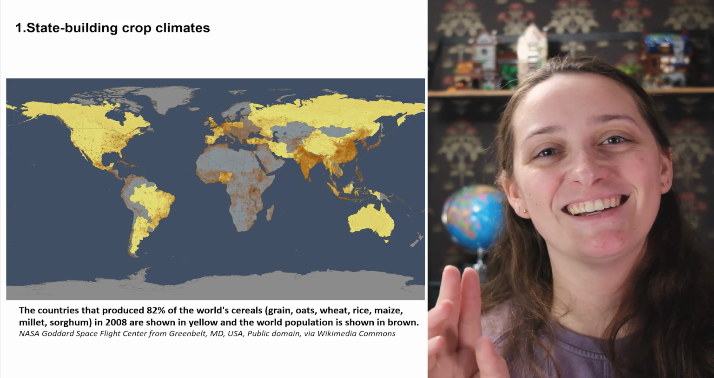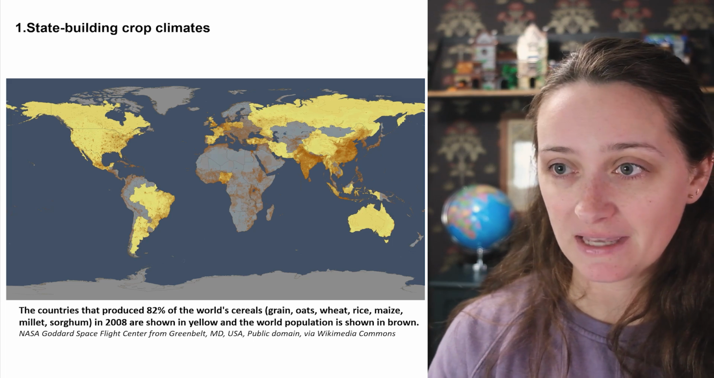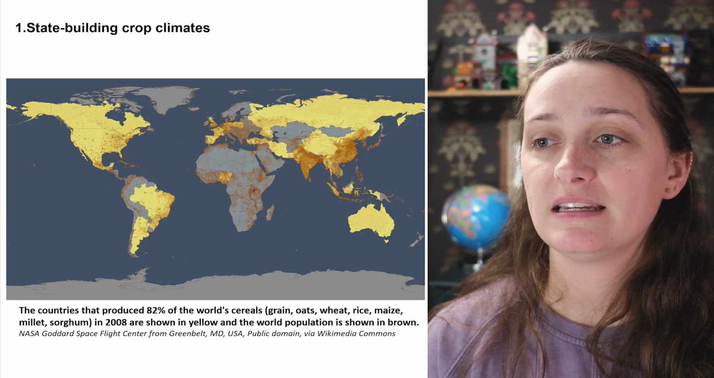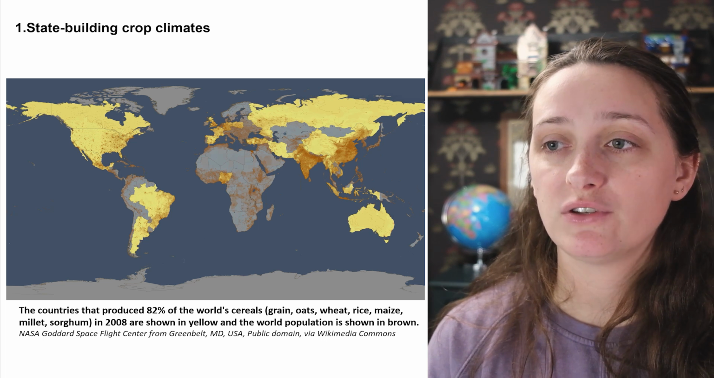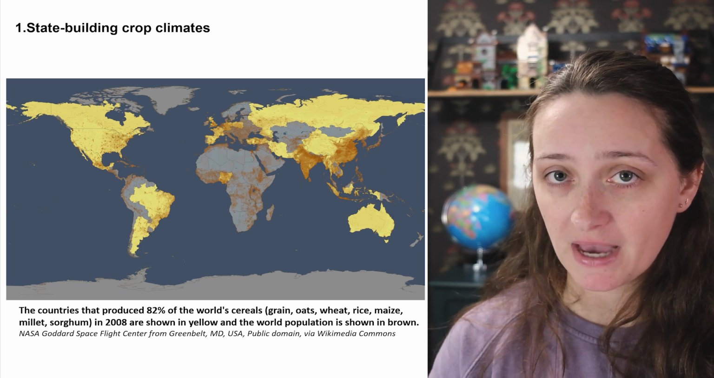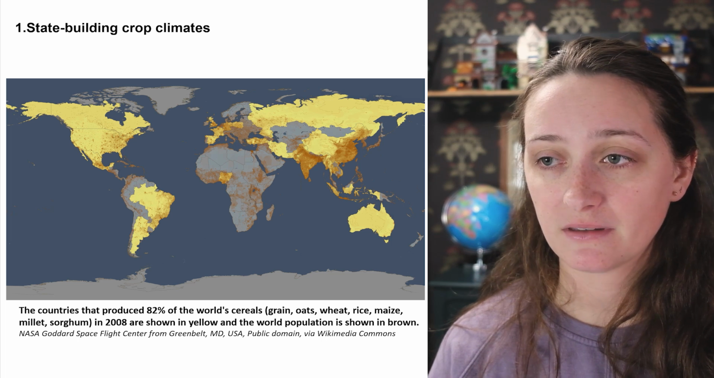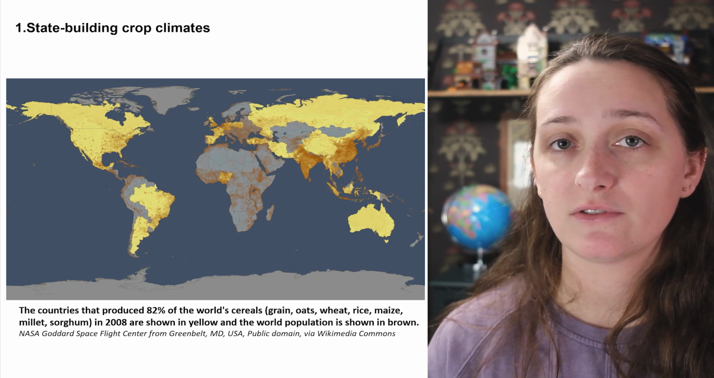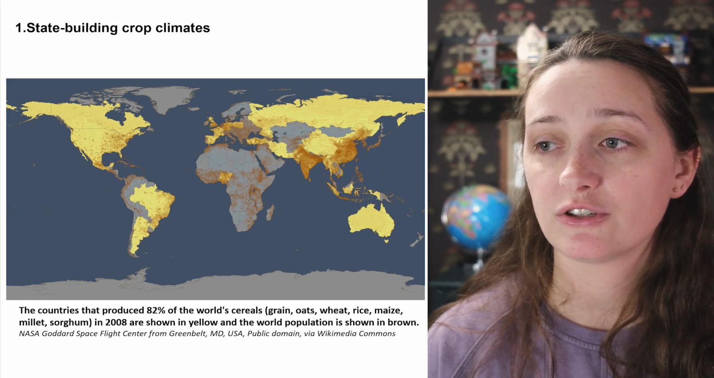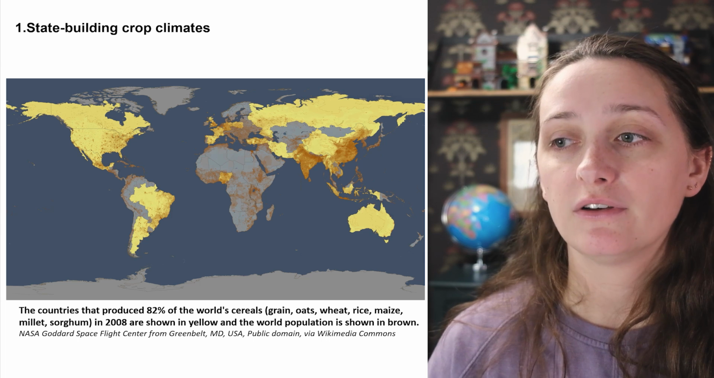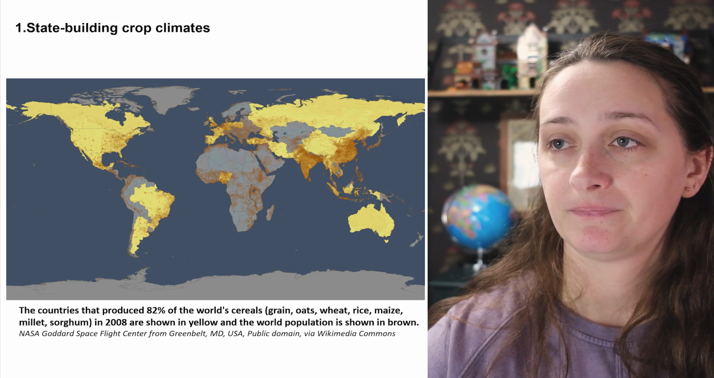But first, state building crop climates. When determining where to place our early states, we will need an environment with soil rich enough to support large populations in a compact area and an ideal climate for our state building crops. So the 2 main types of soil we're going to be looking at here are loess, which is wind deposited, usually glacially derived, and alluvial, flood deposited soils.